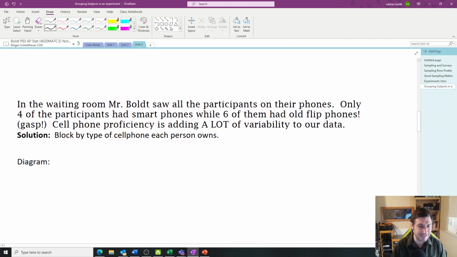So I'm going to draw a quick diagram for you for what this looks like. So we have our 10 volunteers here, right? So what we're going to do first is separate these people out. All right, this is not random. We are blocking right here. So we're going to put our 4 smartphone users up here.